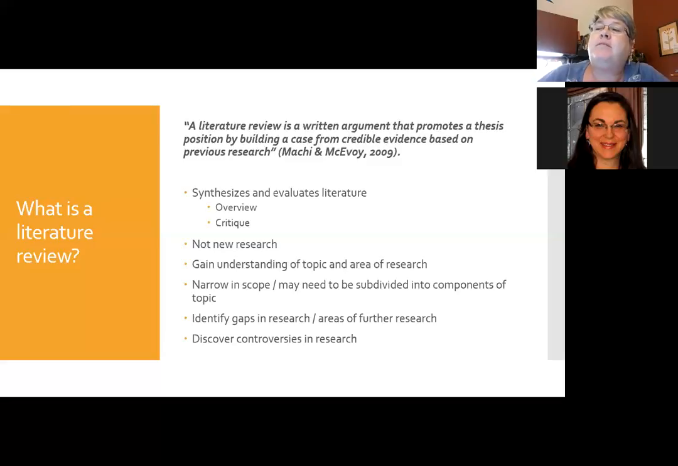Something else is to be able to discover controversies. Later I'll talk about looking at both sides of an issue, or making sure you present a balanced picture of your topic. So what controversies are out there in terms of the topic that you're looking at? Are there some disagreements in the field? Being able to identify those might be a piece of that literature review.